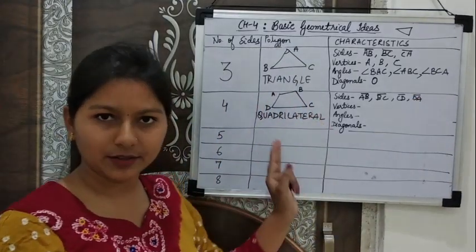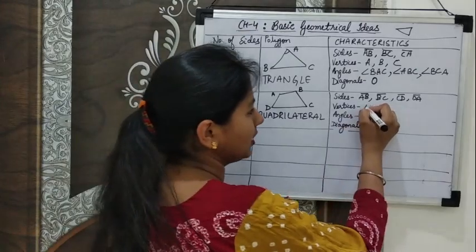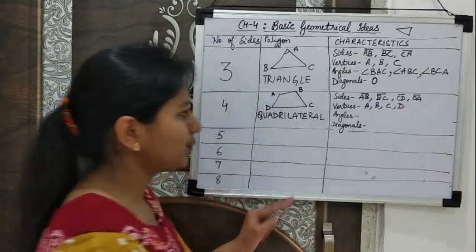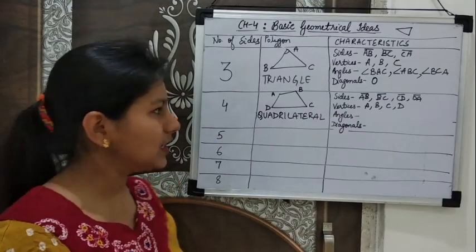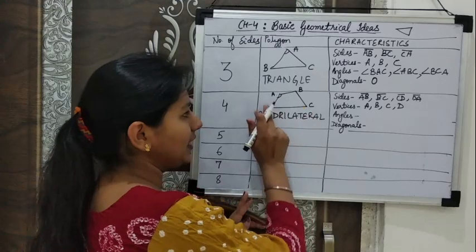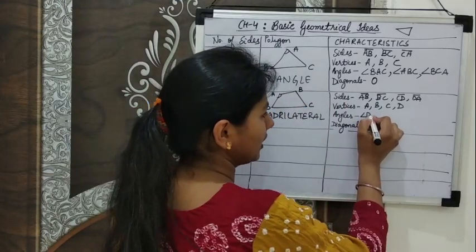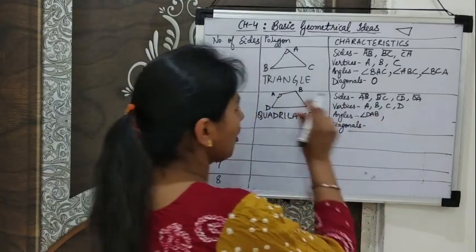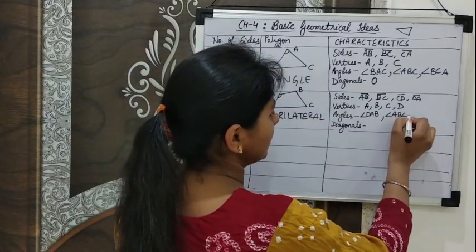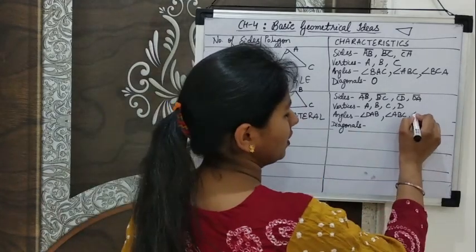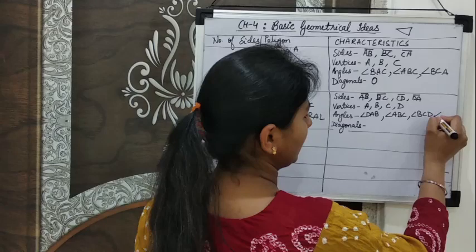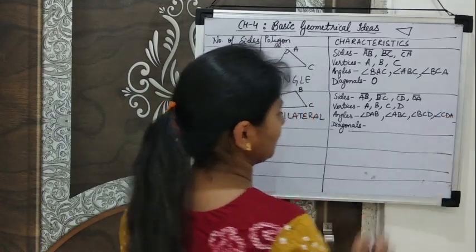Now if I look at the vertices, again 4 vertices are there: A, B, C and D. Now angles, 4 angles are there, but how will we name them? For A, I will write angle DAB. For angle B, I will write angle ABC. For C, angle BCD. For D, we can write angle CDA.